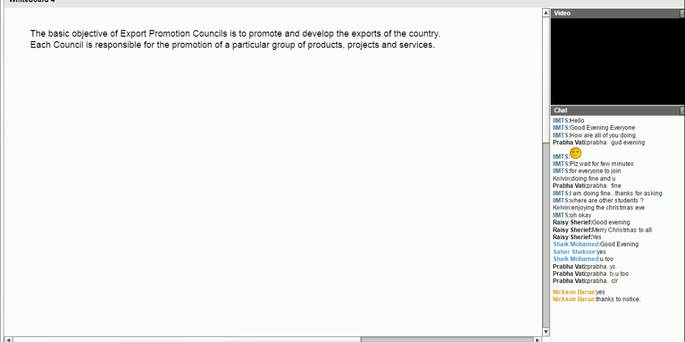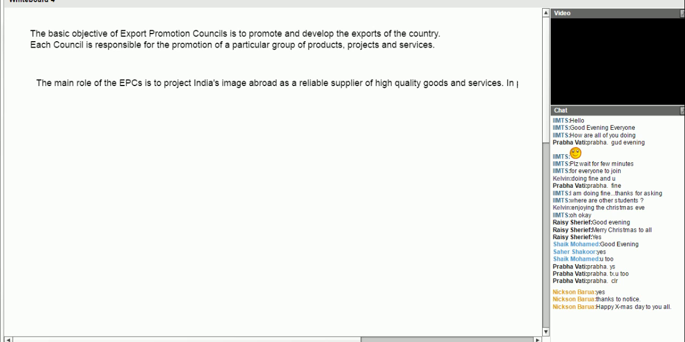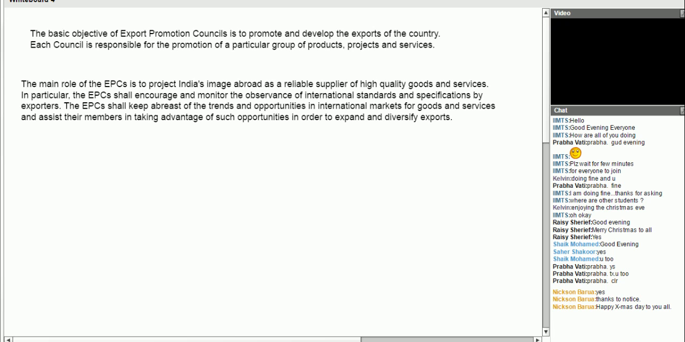Okay, so this is the objective and let me write the main role. This is the main role of Export Promotional Council. Now I have written the short abbreviation EPC. EPC means Export Promotional Council. So this is the main role of what they do. Now let's see some of its functions. The major functions of Export Promotional Council.